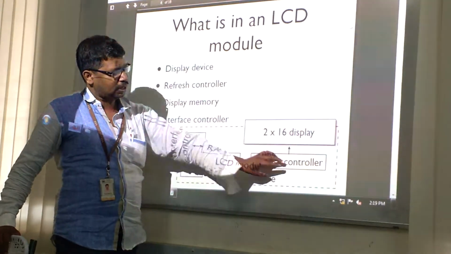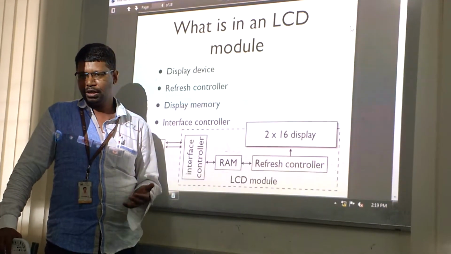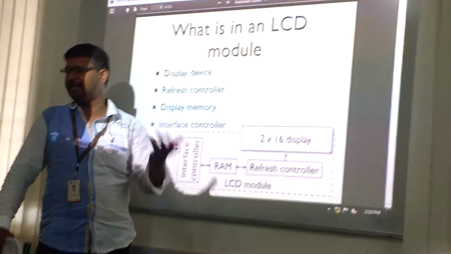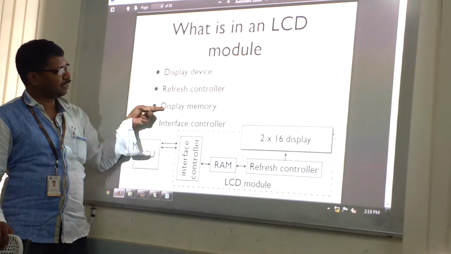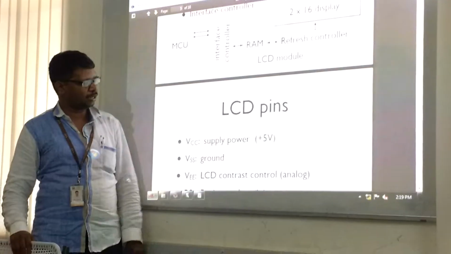Next, the refresh controller. Its role is to refresh periodically whatever information you are loading, because if it is not refreshed, then it may decay. So we have to refresh it periodically and get the information. So we will have a display memory, refresh controller, display device, and interfacing controller. This is the block diagram for it.